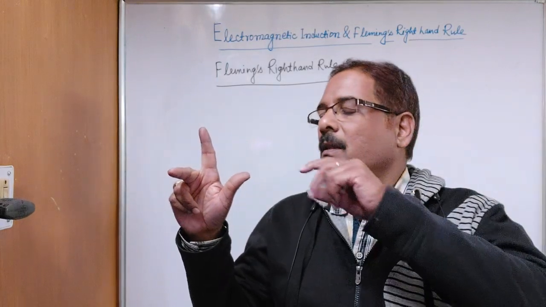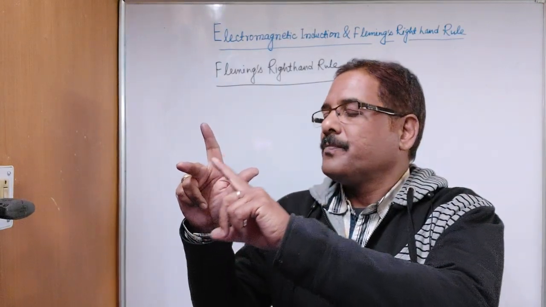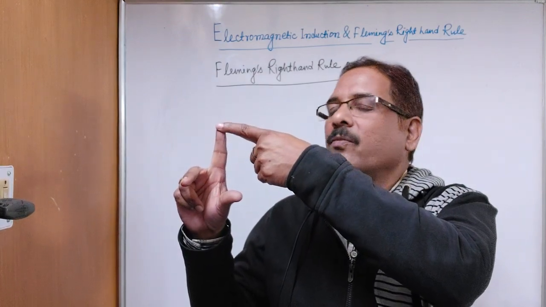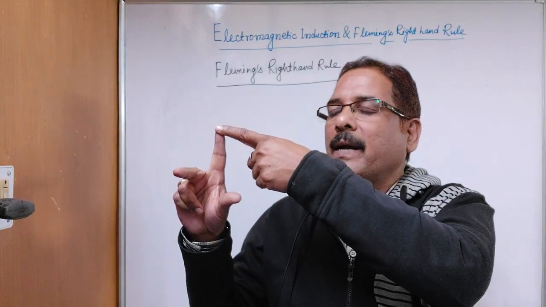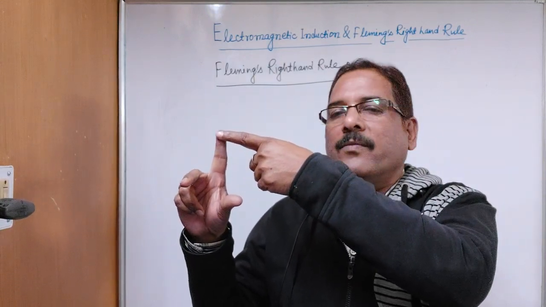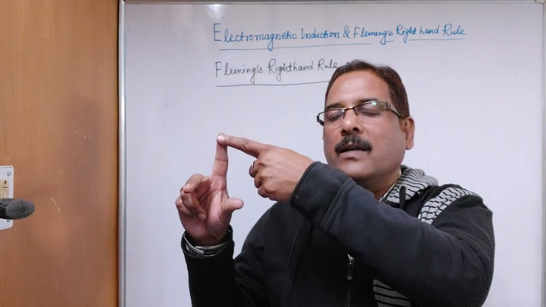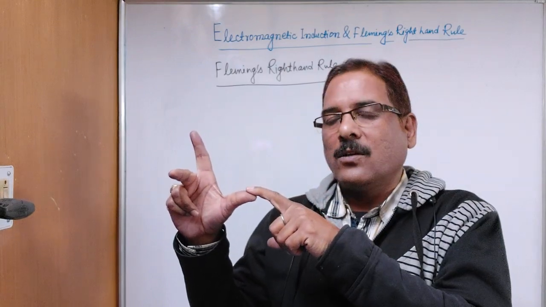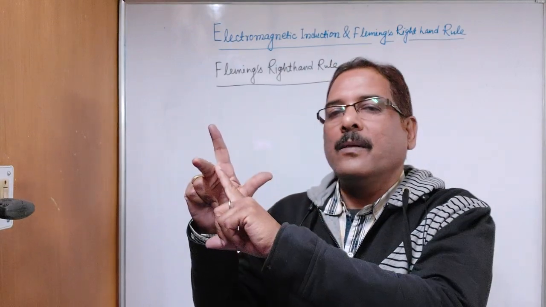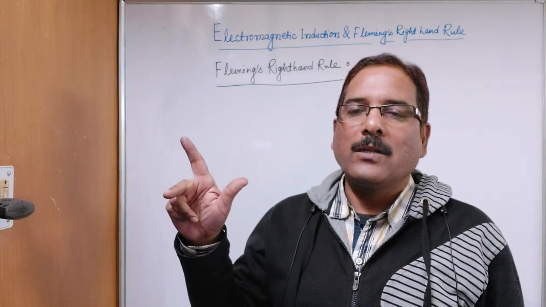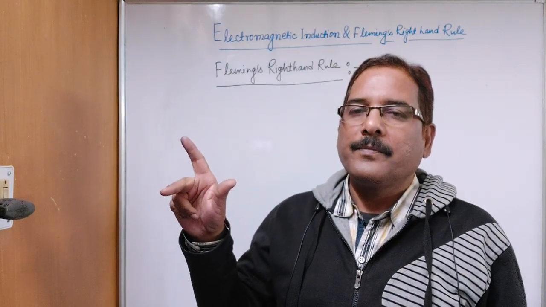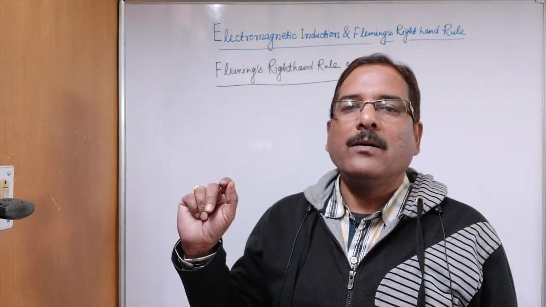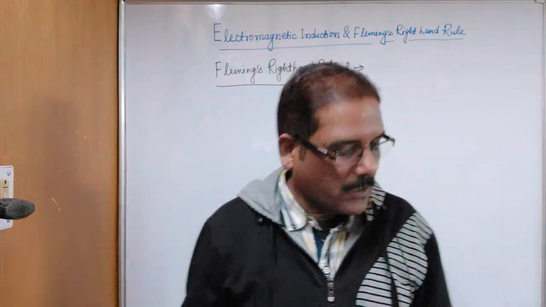Now, if you start from the forefinger, if the forefinger indicates the direction of magnetic field, as usual in Fleming's left hand rule also the forefinger indicates the direction of magnetic field, the thumb indicates the direction of force, then the middle finger will indicate the direction of induced current. And so with the help of this rule you can find out the direction of induced current.